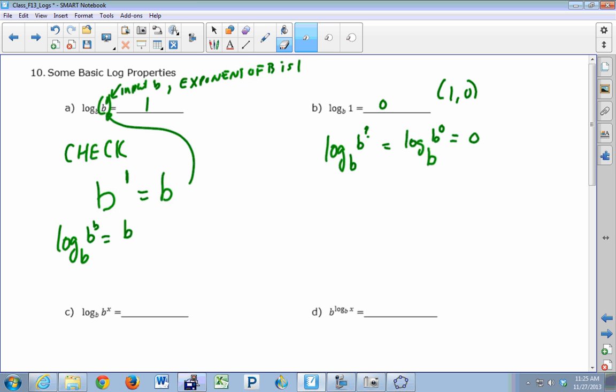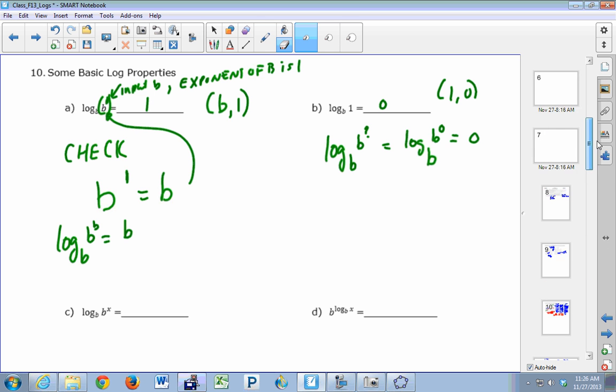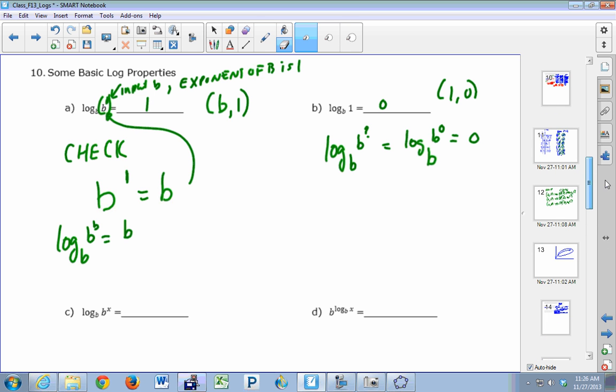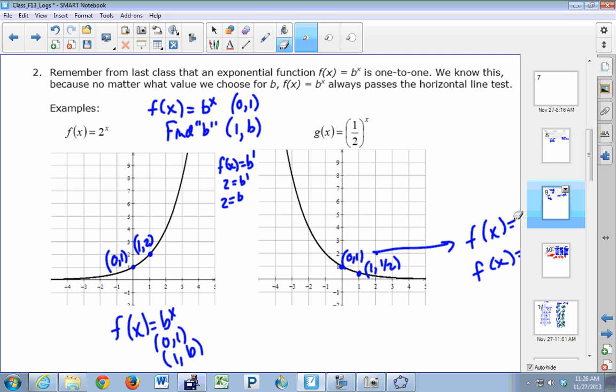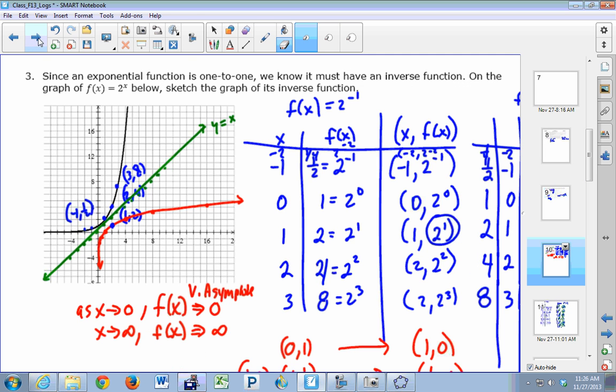What's this point? (B, 1). So it's the points that we looked at a few minutes ago when we did our graph. Where is that graph? Way at the beginning. Trying to find it. Is it this one? Nope, it's not that one. Keep going. Here we go. So remember, on the original graph, we had (0, 1), and then we became (1, 0). We had (1, 2), we became (2, 1).